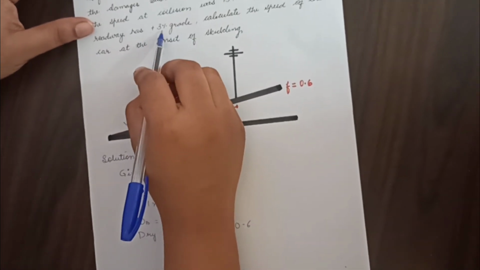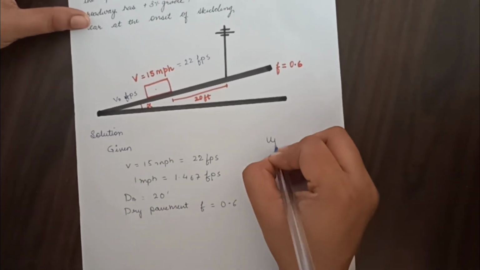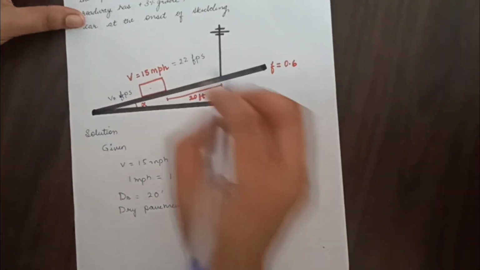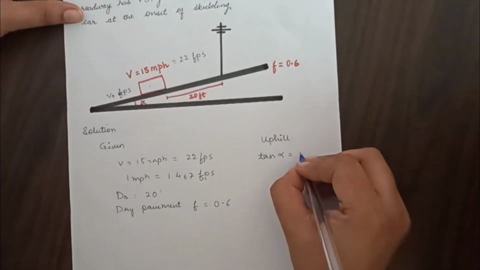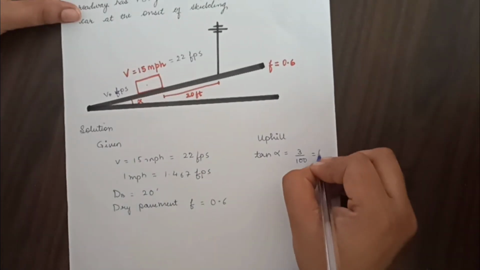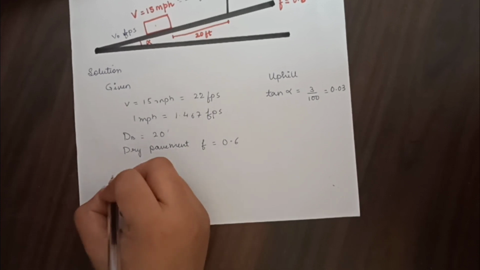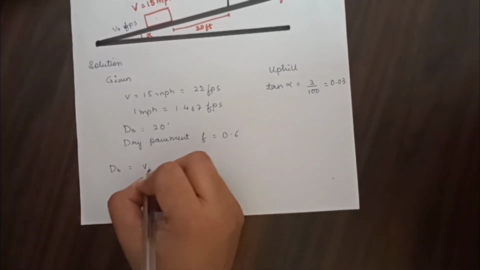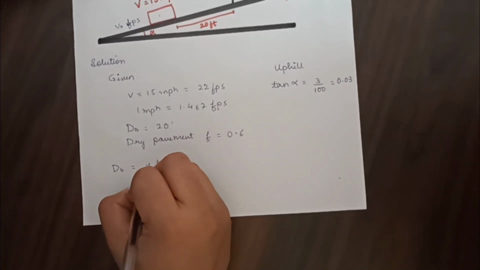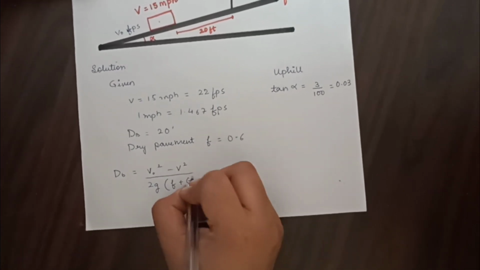For our dry pavement case, we have our coefficient of friction f equal to 0.6. Also, because it is stating plus 3% grade, this gives us the idea that it is an uphill case, and this plus 3% grade states that tan alpha is equal to 3 by 100, that is 0.03. Now we know that the formula for uphill is dB equals V0 squared minus V squared upon 2g times f plus gradient.